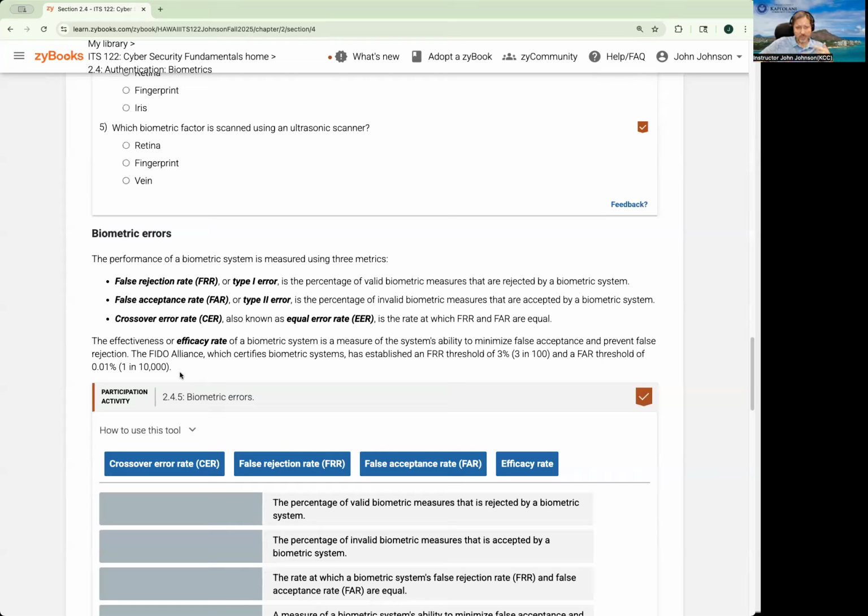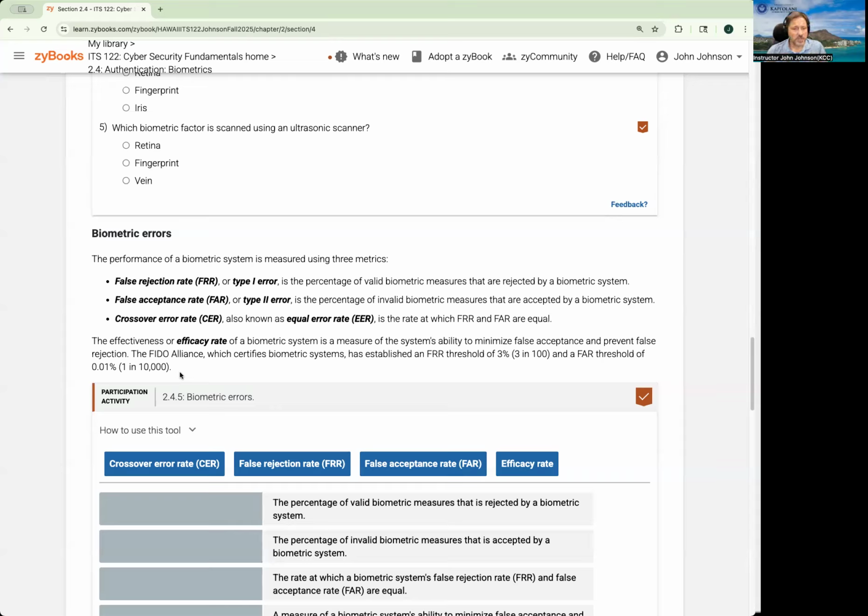So the way these are calculated is your false rejection rate. That's going to be the percentage of valid biometric measures that are rejected by the system. So then you've got your false acceptance rate. That's going to be the percentage of the invalid biometric measures that are accepted by a biometric system. And the crossover rate is just where they're equal.